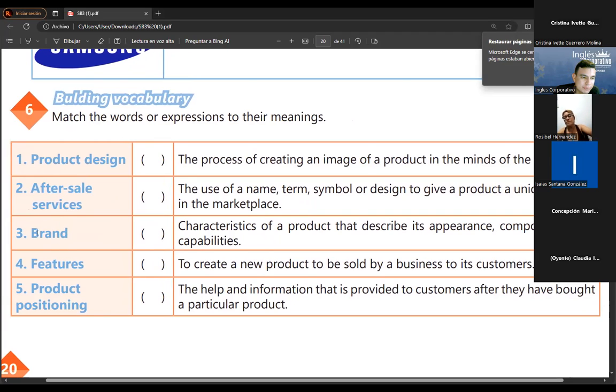Very good. What is brand? Do you remember what brand is? The use of a name, term, symbol, or design to give a product a unique identity in the marketplace. Excellent. For example, Coca-Cola is a brand. It has its own icon.